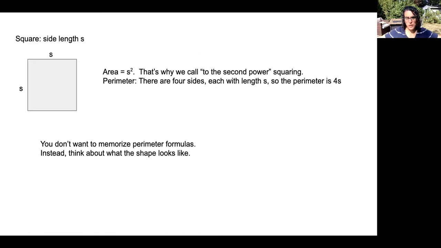Okay, so let's start with our formulas. The square is the simplest shape. The thing we need to know about the shape is its side length, S, and then its area is S squared. In fact, that's why we call raising something to the second power squaring. As for its perimeter, I hate memorizing formulas. So for perimeter, I prefer to just think about what the shape looks like. A square has 4 different sides. They're all length S. So its perimeter would be 4S. Square, simple shape.